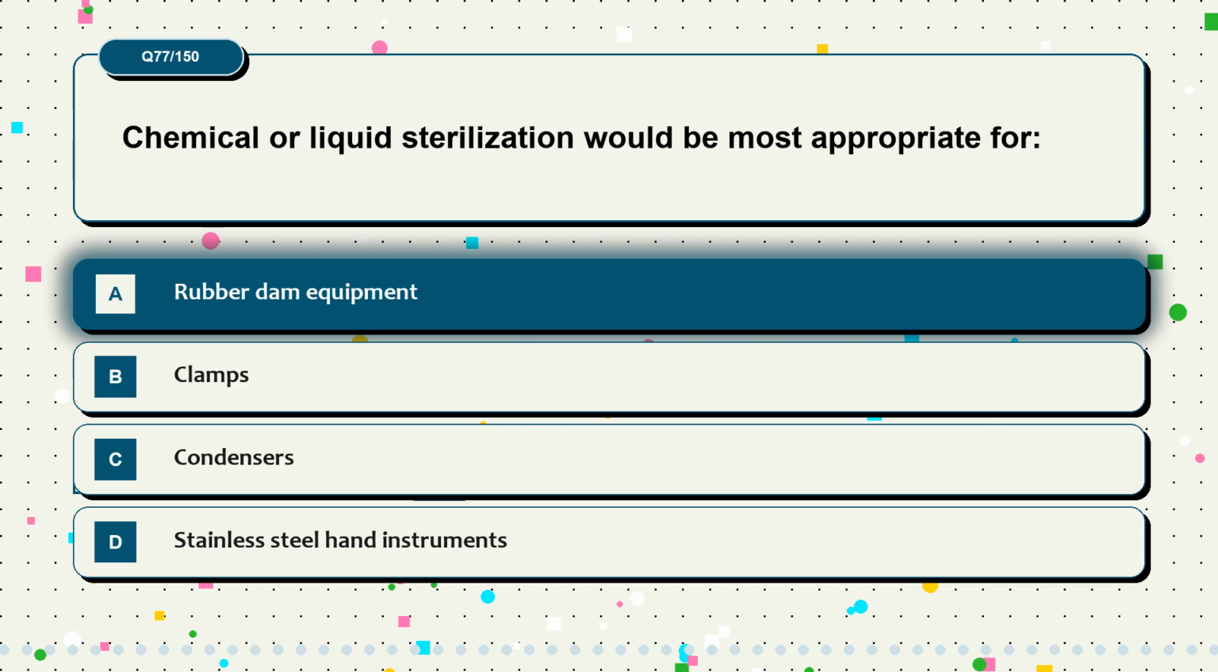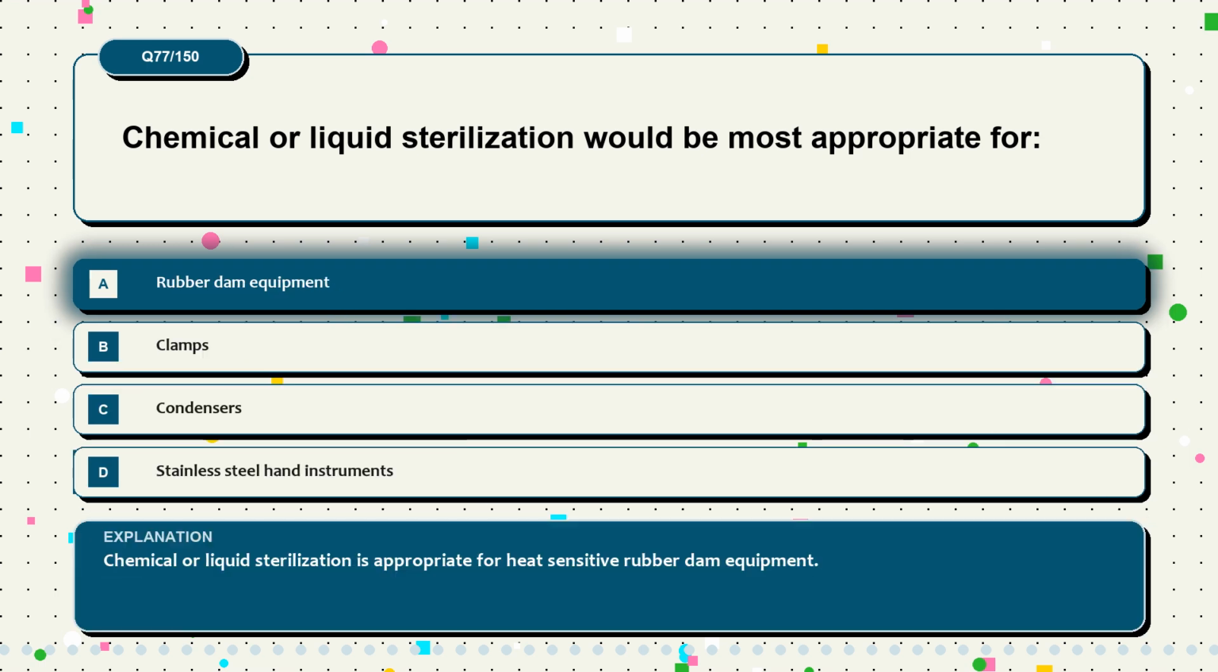The correct answer is option A, rubber dam equipment. Chemical or liquid sterilization is appropriate for heat-sensitive rubber dam equipment.